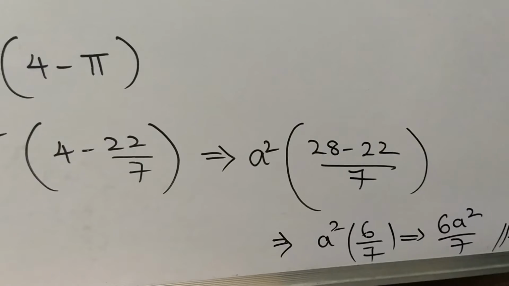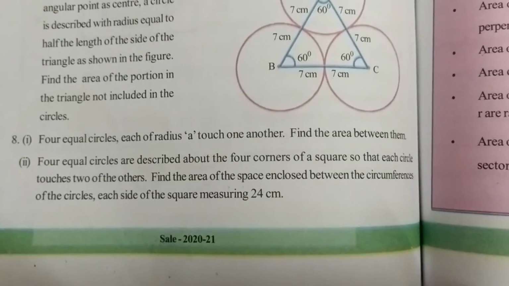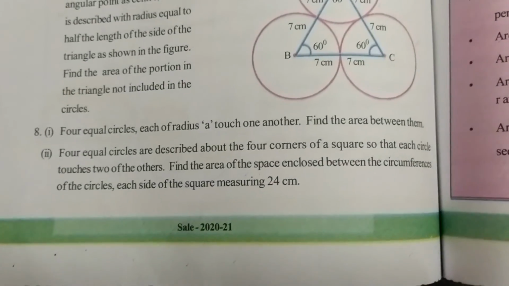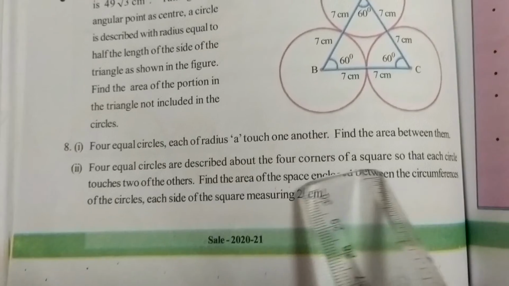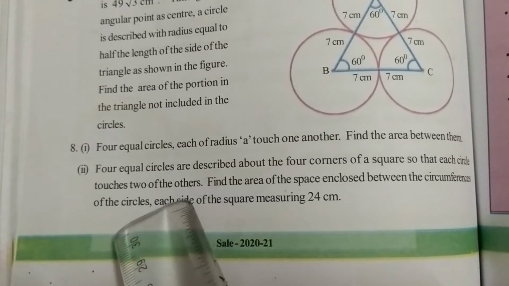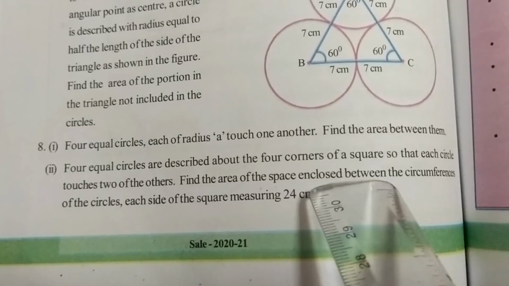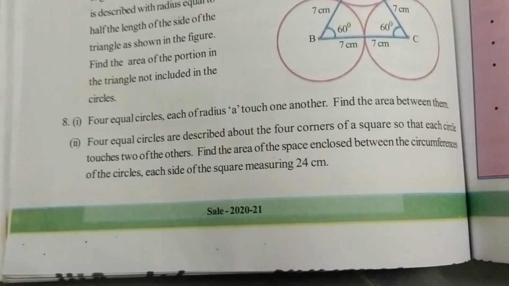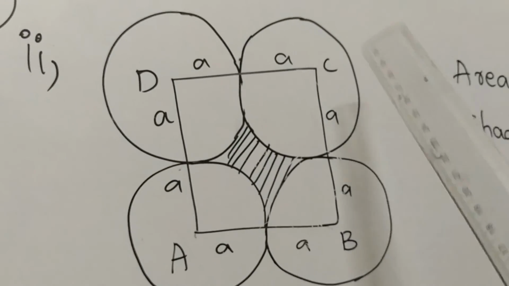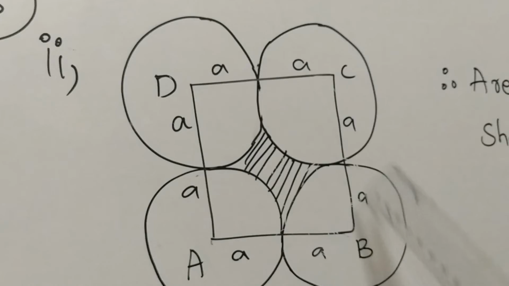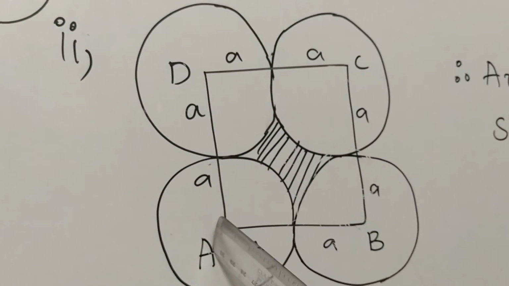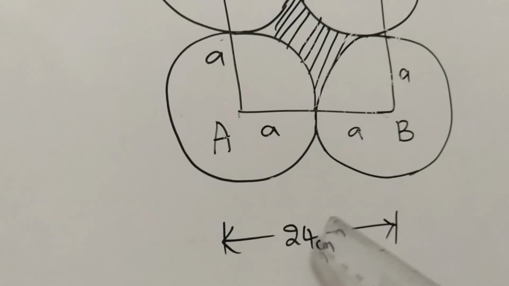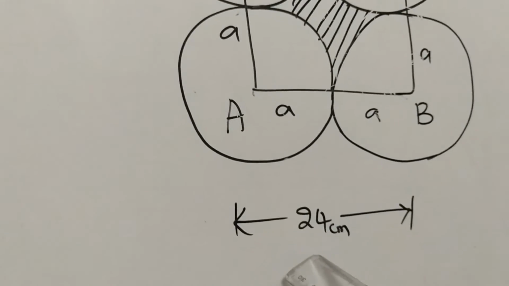Like this we have to find. Next, see here, students, this is the second question. 4 equal circles are described about the 4 corners of a square so that each circle touches 2 of the others. Find the area of space enclosed between the circumference of the circles, each side of the square measuring 24 centimeter. What does it mean? Means here 4 circles are there, and in those 4 circles one square is enclosed, and we have to find the area of this shaded region, whereas the square side is given 24 centimeter, students.